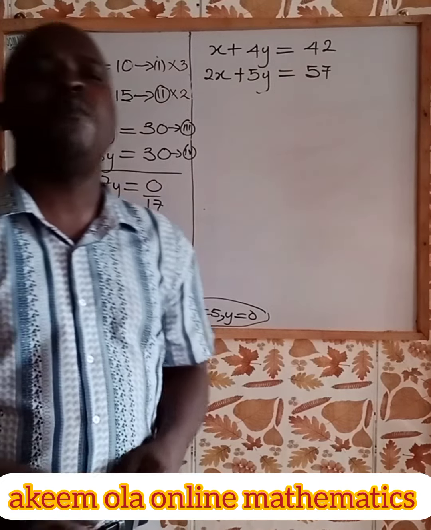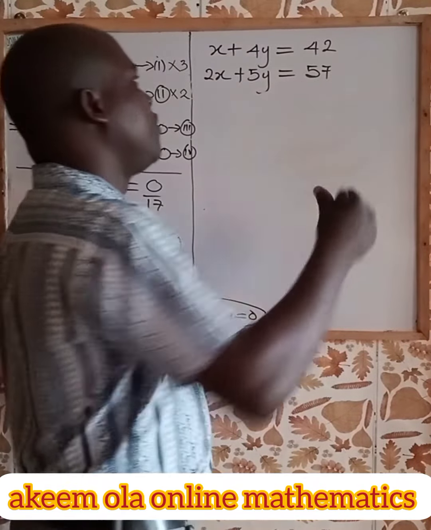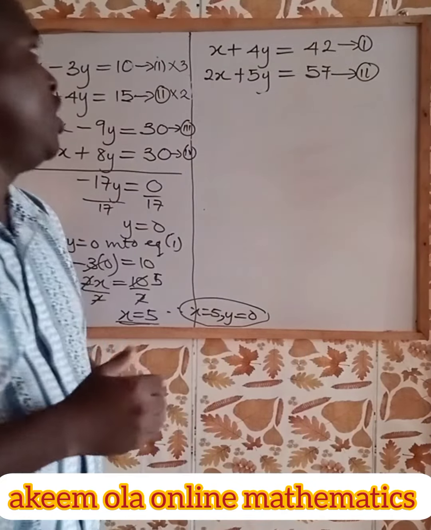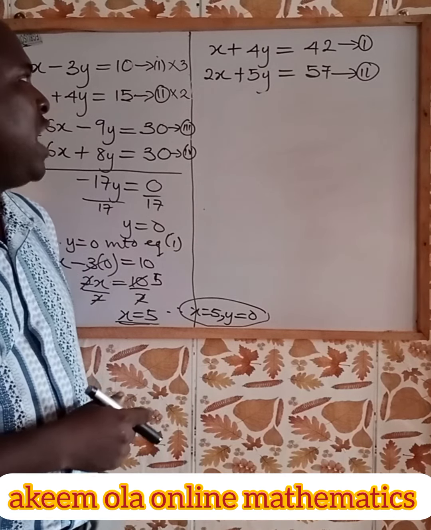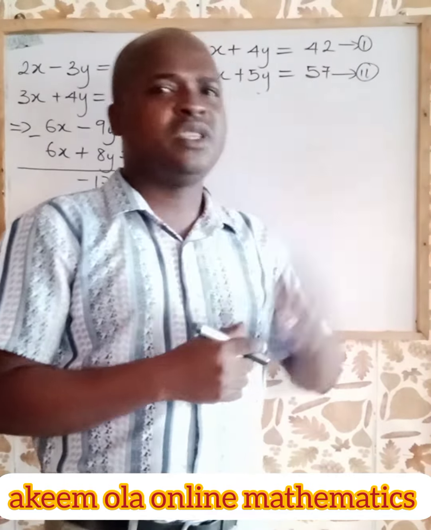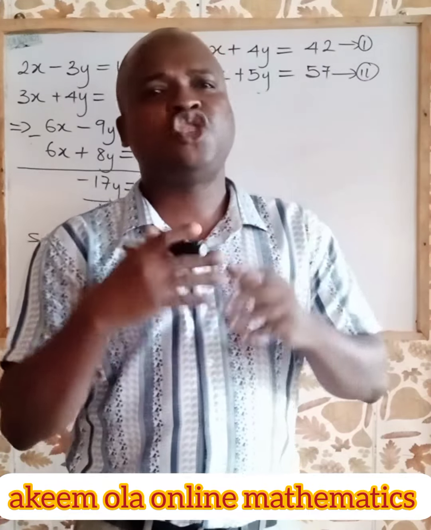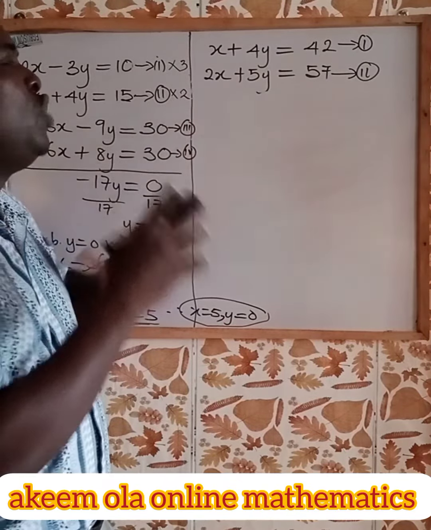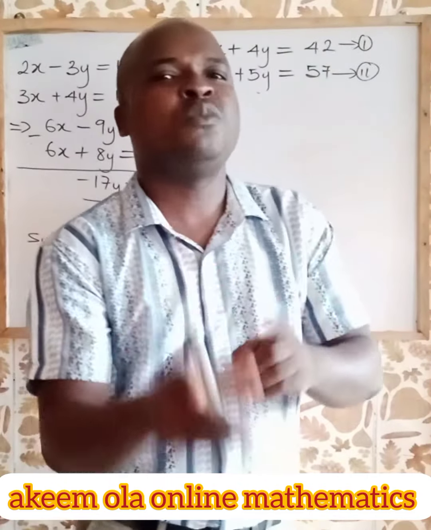Now, let's use the second method, which is the substitution method, to solve this simultaneous equation. Of course, we can represent this one by equation 1 and this one by equation 2. Now, we have x plus y is equal to 42, and 2x plus 5y is equal to 57. How can we use the substitution method to solve this? For us to use the substitution method, you must be familiar with change of subject of formulae, because what we need to do is look at the two equations and make any of the variables the subject of formula.